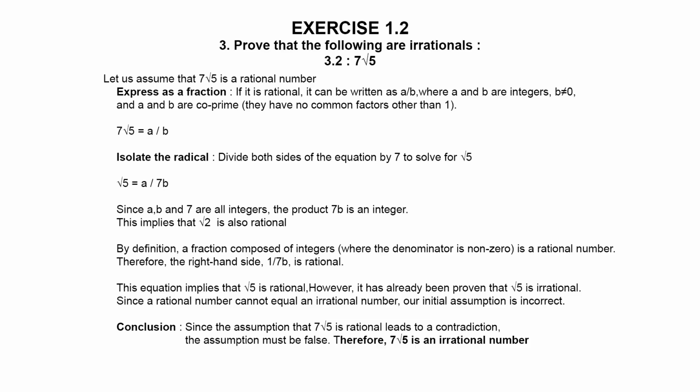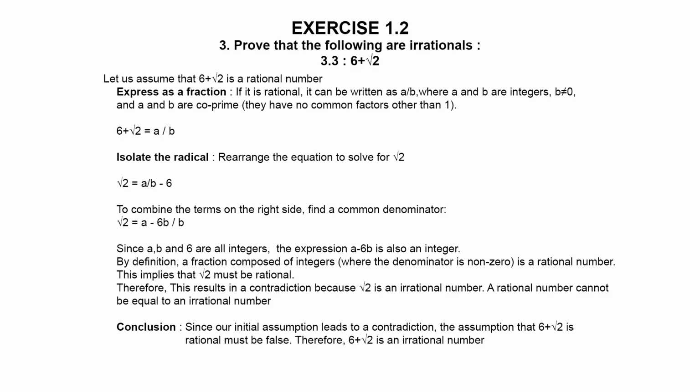However, it has already been proven that √5 is irrational. Since a rational number cannot equal an irrational number, our initial assumption is incorrect. Conclusion: since the assumption that 7√5 is rational leads to a contradiction, the assumption must be false. Therefore, 7√5 is an irrational number.